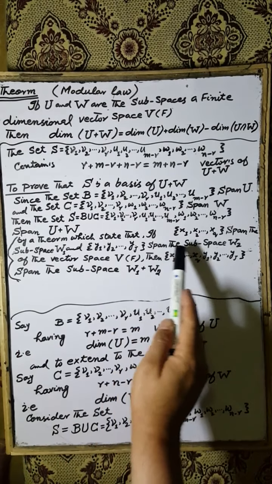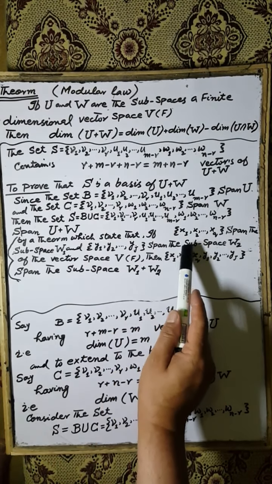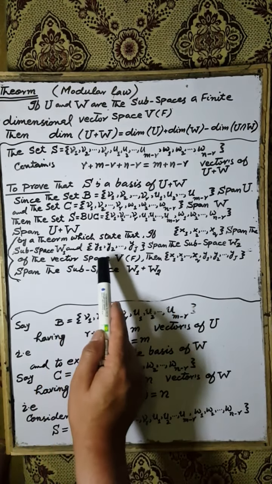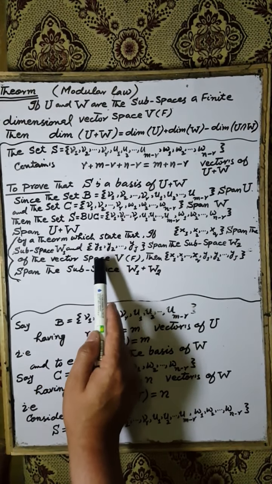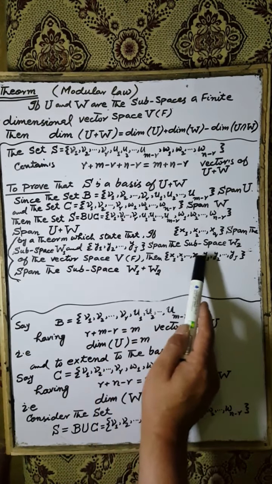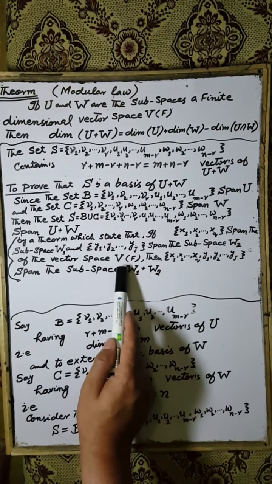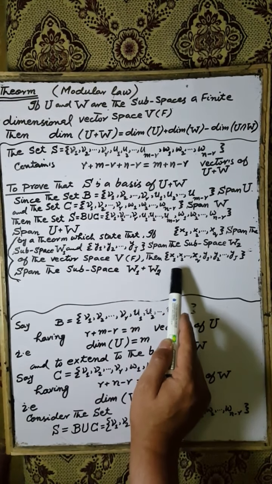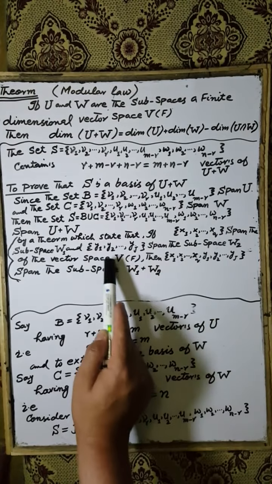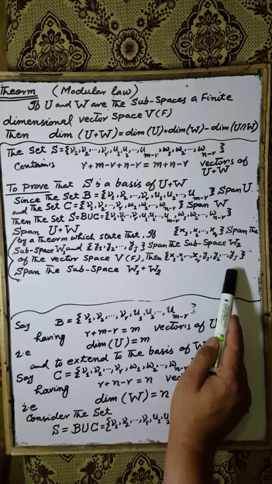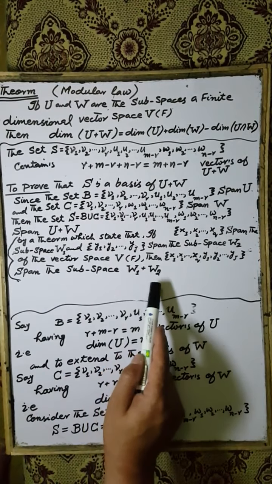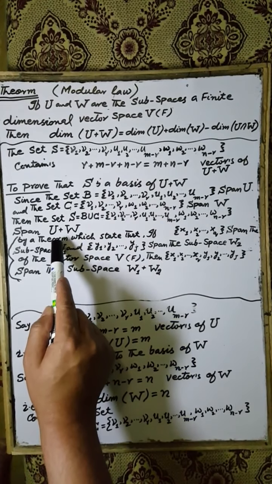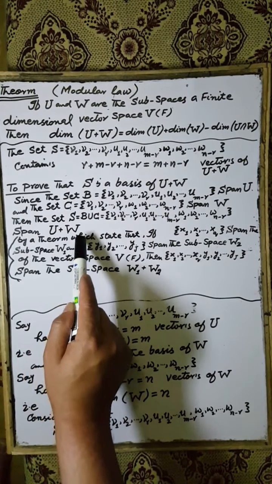By a theorem which states that if the set consisting of the elements x1, x2 up to xq spans the subspace W1, and the set consisting of the elements y1, y2 up to yj spans the subspace W2 of the vector space V over the field F, then the union of these two sets, consisting of all the elements x1, x2 up to xq and y1, y2 up to yj, spans the subspace W1 plus W2. According to this, the set S spans the sum of the subspaces U and W.